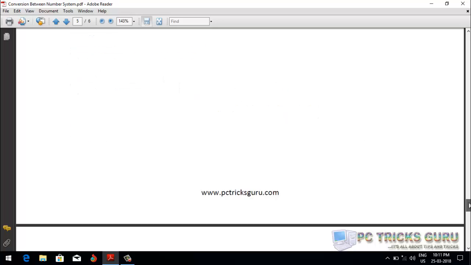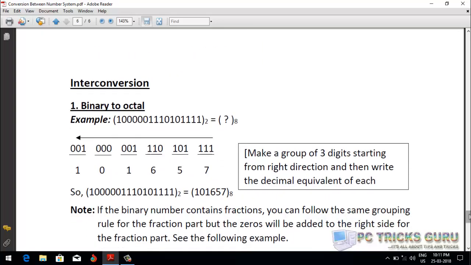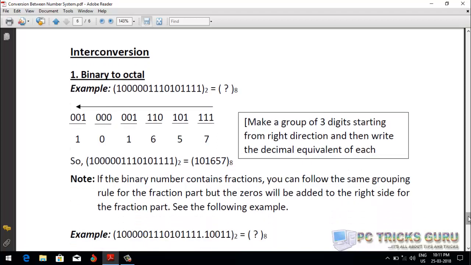Okay, now the next part is interconversion. So we have two kinds of interconversions available. It's binary to octal and binary to hexadecimal. And to convert binary to octal, we need to create a group of 3 digits, and for binary to hexadecimal, we have to create a group of 4 digits. How it is done, let's see.